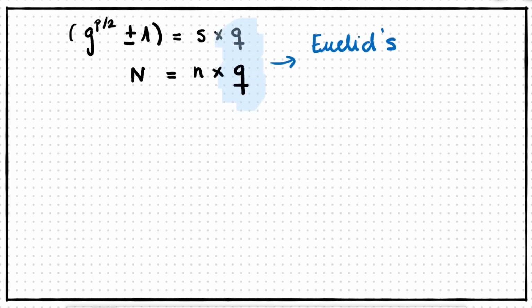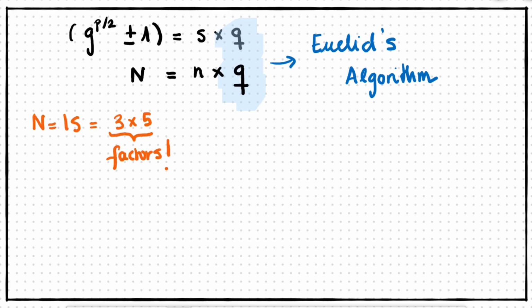Here is where Euclid's algorithm is useful. Maybe our guesses are not direct factors of n, but share factors with n. Let's illustrate this with a quick example. Say the number we're trying to find is n equals 15, whose factors are 3 and 5. We start by guessing g equals 7, and we try to find values of p until we get to p equals 4.